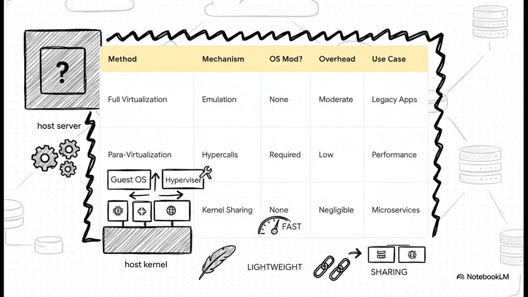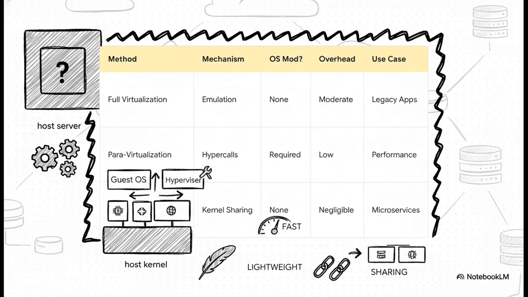With full virtualization, you basically trick an operating system into thinking it has its own dedicated hardware. It doesn't need any special modifications, which makes it awesome for running older legacy applications. With para-virtualization, the operating system actually knows it's a guest and cooperates with the hypervisor. This gives it a nice little performance boost.